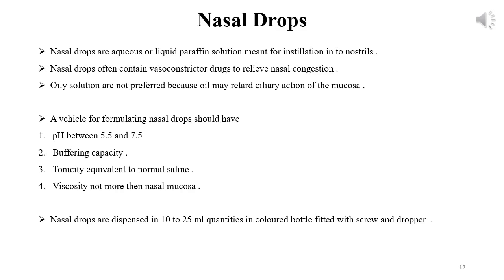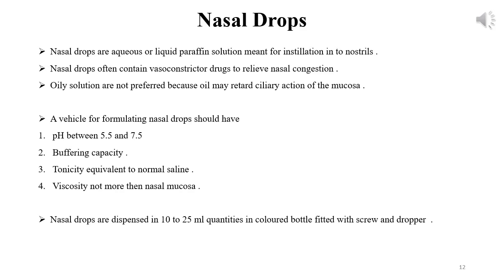So a vehicle for formulating nasal drops should have pH between 5.5 and 7.5. It has a buffering capacity. Buffering capacity is nothing but maintaining pH balance. Third is tonicity equivalent to normal saline, so that there will be no tonicity problem.